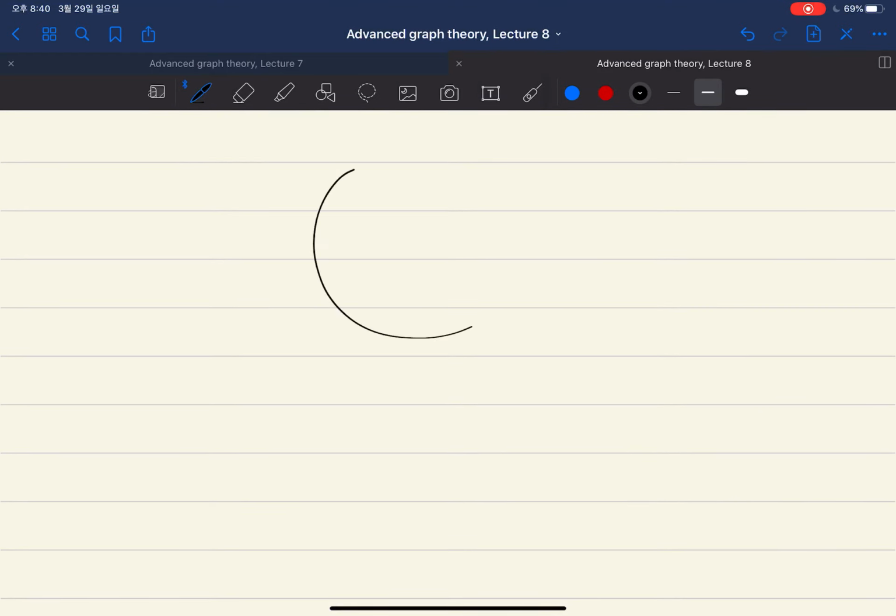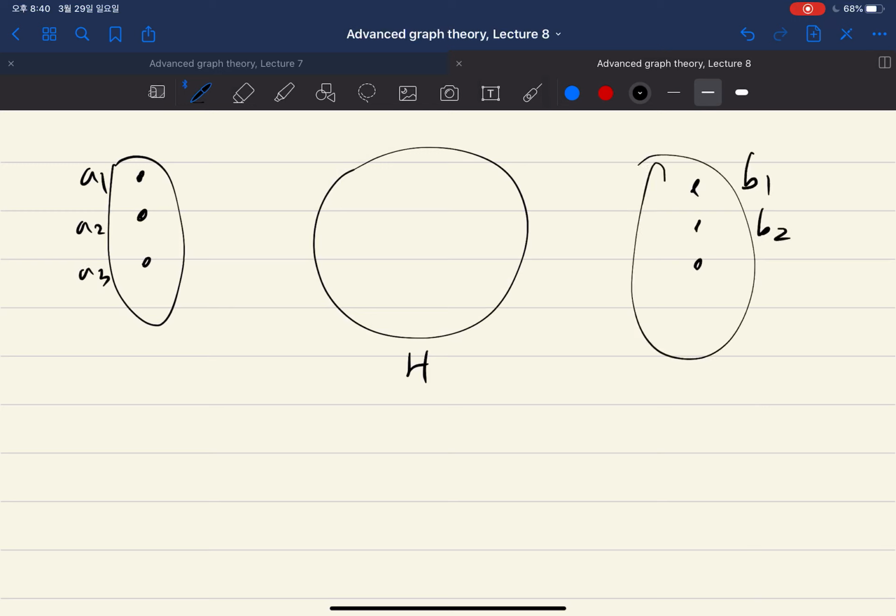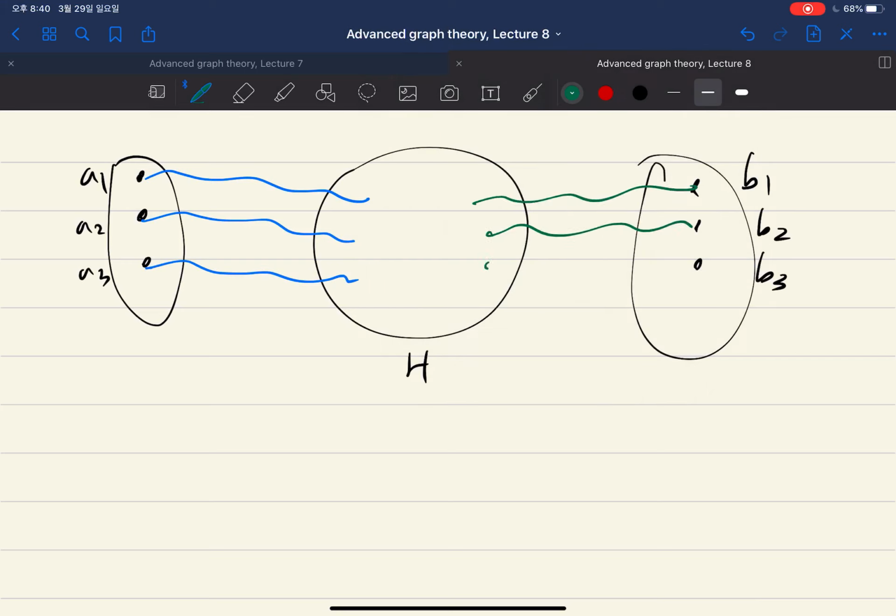So let's consider this H, and we have paths from A1, A2, A3 and B1, B2, B3, these paths and these paths. Maybe it's using a bit more edges inside. And those are the branch vertices C1, C2, C3, D1, D2, D3.